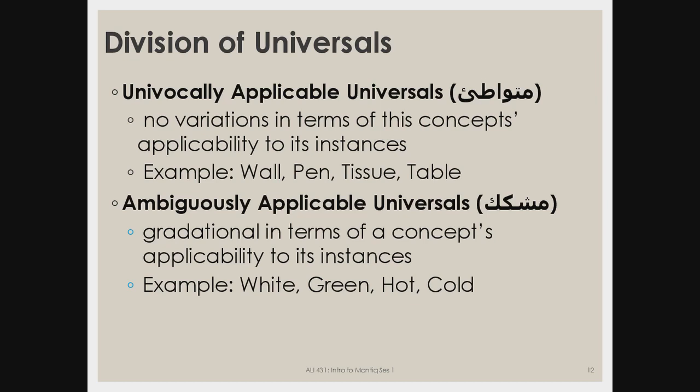That is a pen. This is a tissue paper. That's a tissue. That's a table. This is a table. It's not more tabler than that table. Okay, so the way you apply these concepts on instances is equal. It's the same way you apply it on any other of its instances. But sometimes you apply a concept, and the concept itself is gradational. It has grades. Okay, so for example, green.